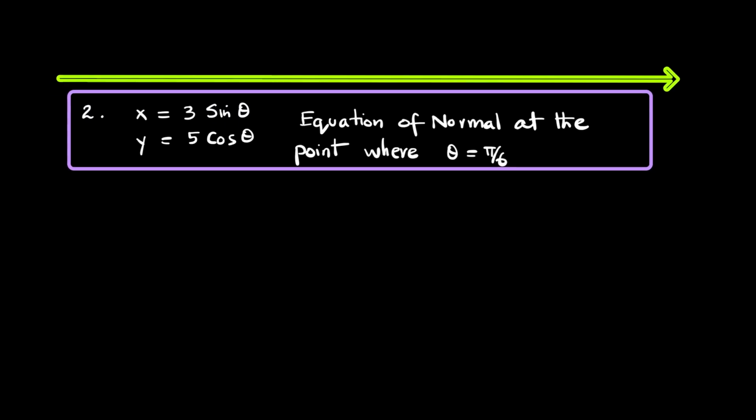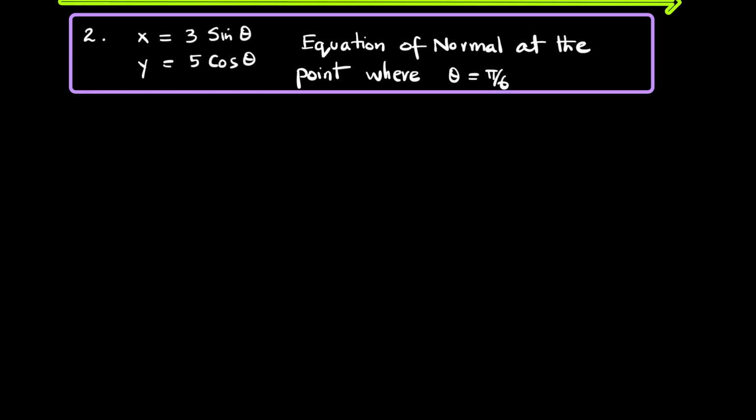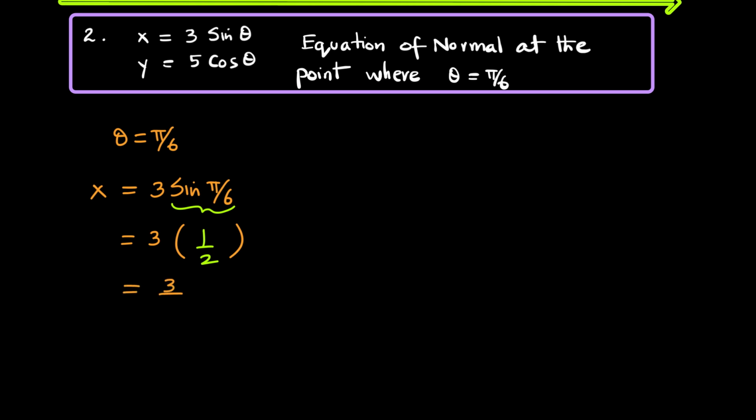Let's look at the second question. We have x equals 3 sine theta, y equals 5 cosine theta. We are interested in finding the equation of normal at the point where theta is pi by 6. First thing first, when theta is pi by 6, the x coordinate is 3 sine of pi by 6, which is 3 multiplied by half. That is the value of sine of pi by 6. This simplifies to 3 over 2.